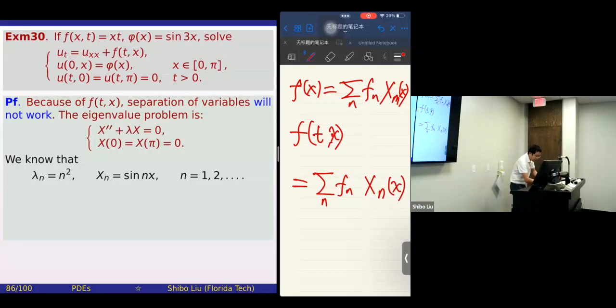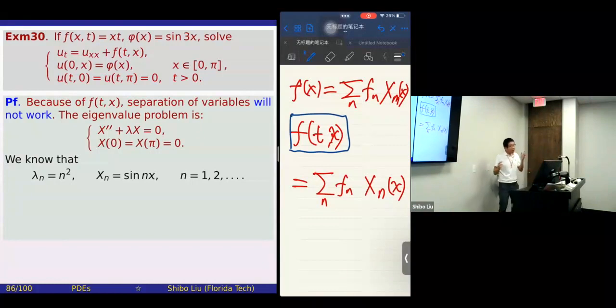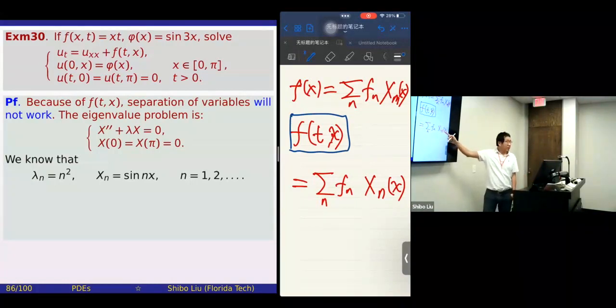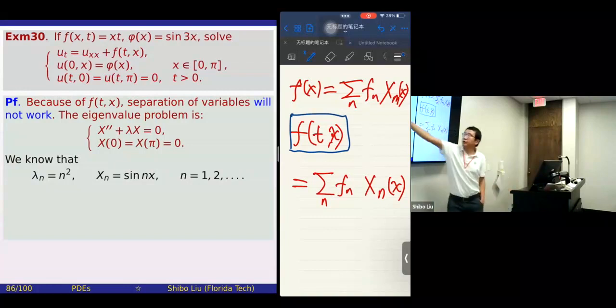The key point is that you consider this, fixing t, as a function of x. Then you apply our expansion theorem. It can be expanded by a series of the eigenfunctions of this eigenvalue problem. This is guaranteed by our theorem.